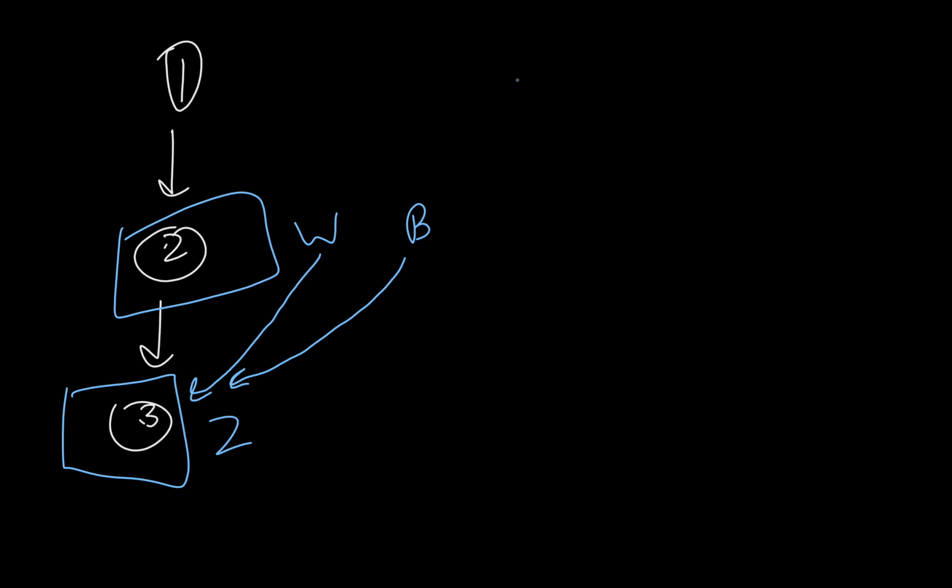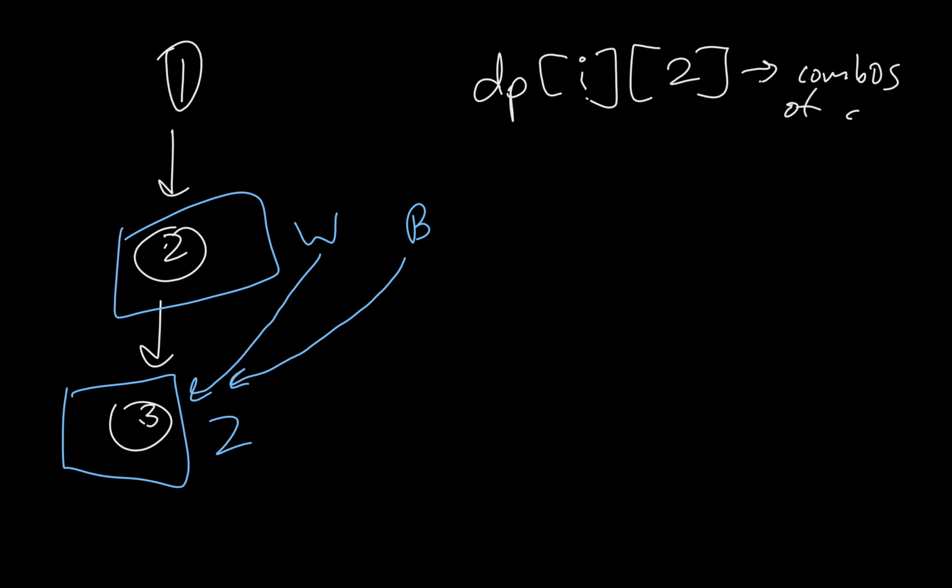So my DP would be: for the subtree of vertex i, given that i is black or that i is white, so it's 2 states, how many different combos of the coloring are there? And because it's a tree, we can just use the children to calculate this.